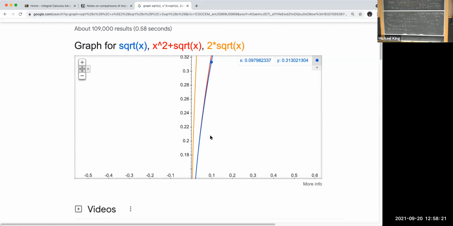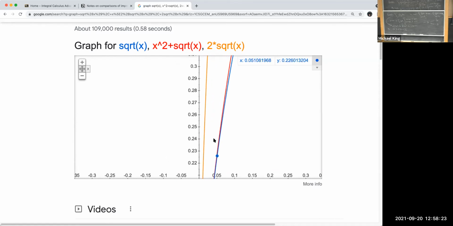So you can see it. Well, it's hard to see, but you can see the red. It's really close to this one. It's close to root x because x squared gets so small when x is small. That's why the red is hugging against the blue. But then it's definitely less than the yellow.